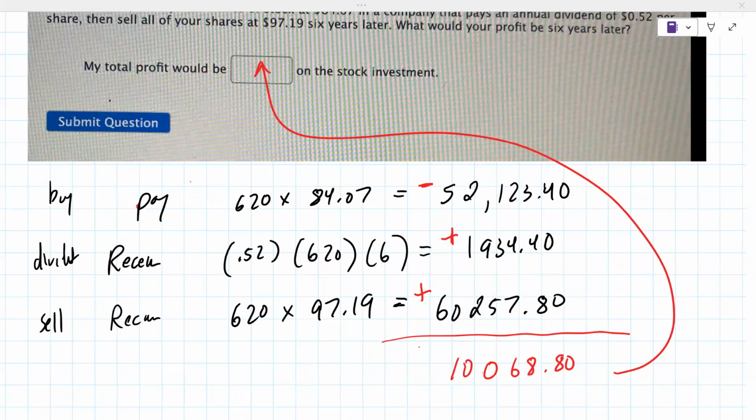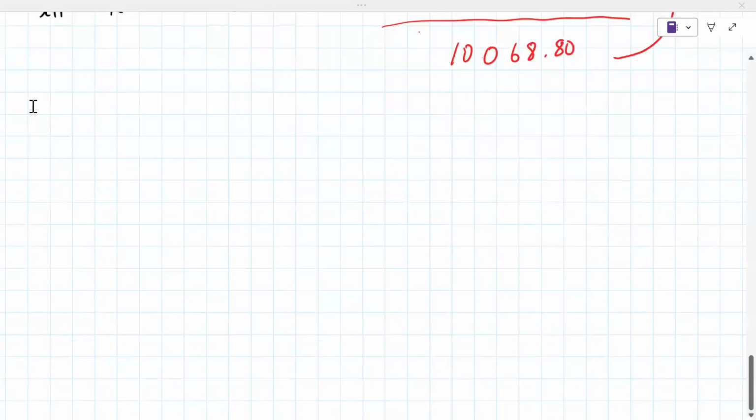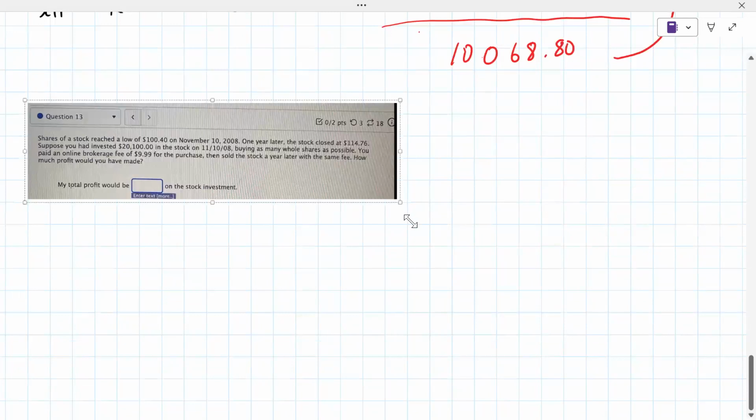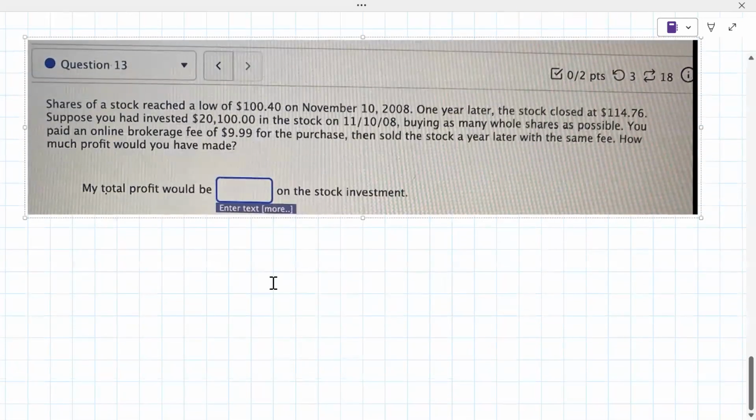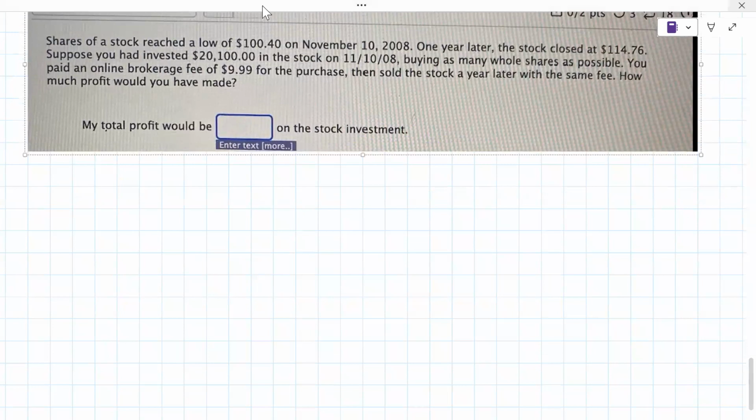Okay. Now on to 13. So it's probably pretty similar. All right, suppose your stock reached a low of $100.40 on November 10th. 1 year later, the stock closed at $114.76. Suppose you invested $20,100 in stock on 11/10, buying as many whole shares as possible. You paid an online brokerage fee of $9.99 for the purchase. How much profit would you have made?